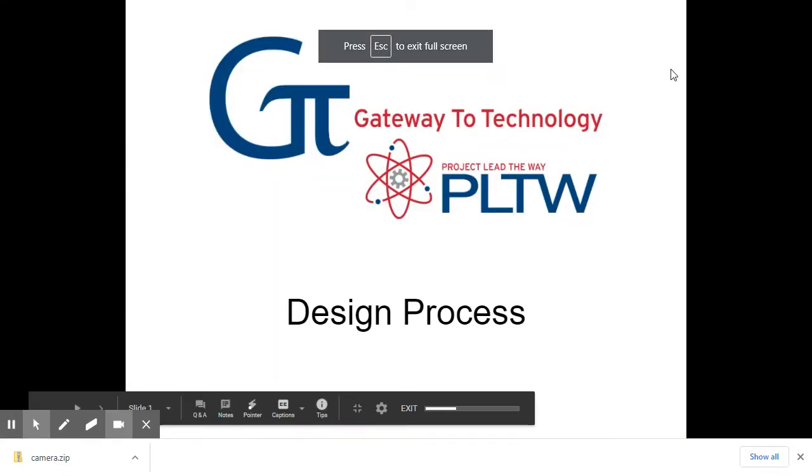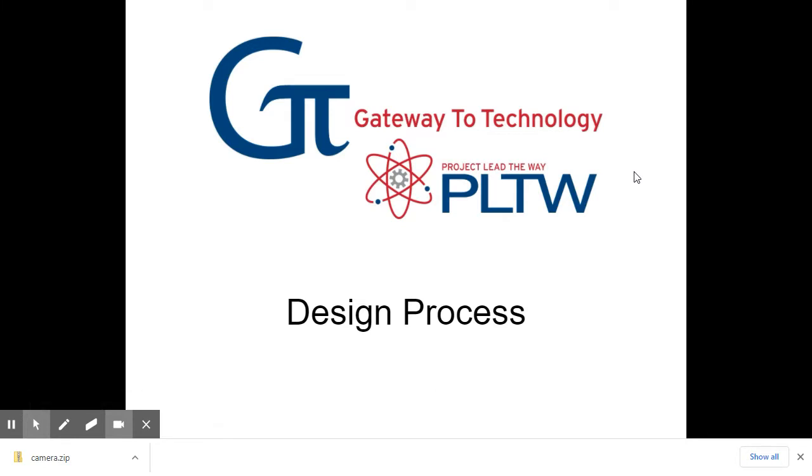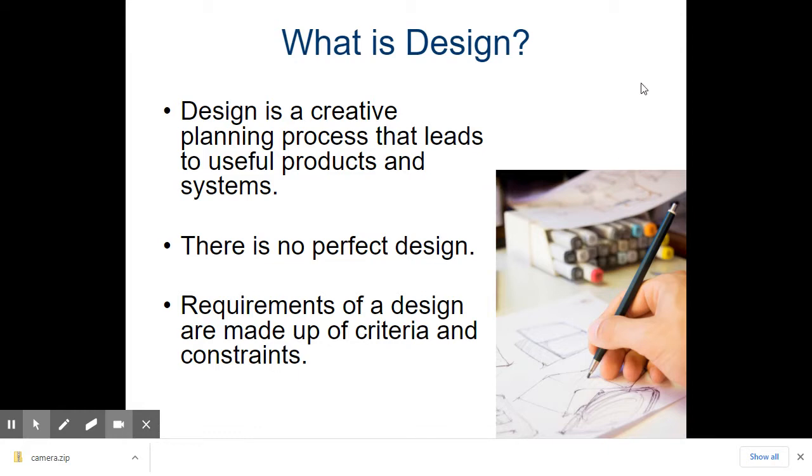We did just finish our STEM project, and with that STEM project, we were looking at products that engineers use. So when the engineers create products, they use the design process. The design process is a planning process that leads to products and systems in our world. There's no perfect design. That's why we keep having improvements and things that are changing all the time.